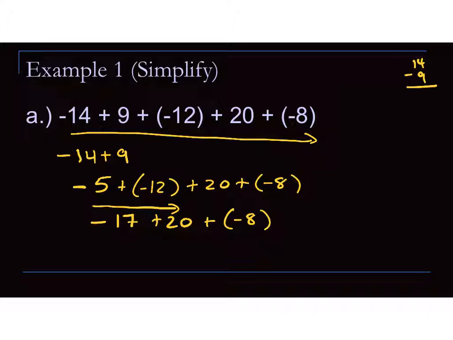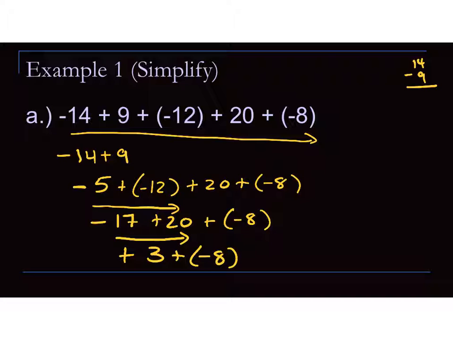Again, still addition and subtraction, still going to work my way left to right. I've got negative 17 plus 20. One of those is negative. One of them is positive. Would I expect that to be positive or negative? It's positive. I have a positive, I have a negative. What should I do with the two numbers? Subtract them. 20 minus 17 is 3. 3 plus negative 8.